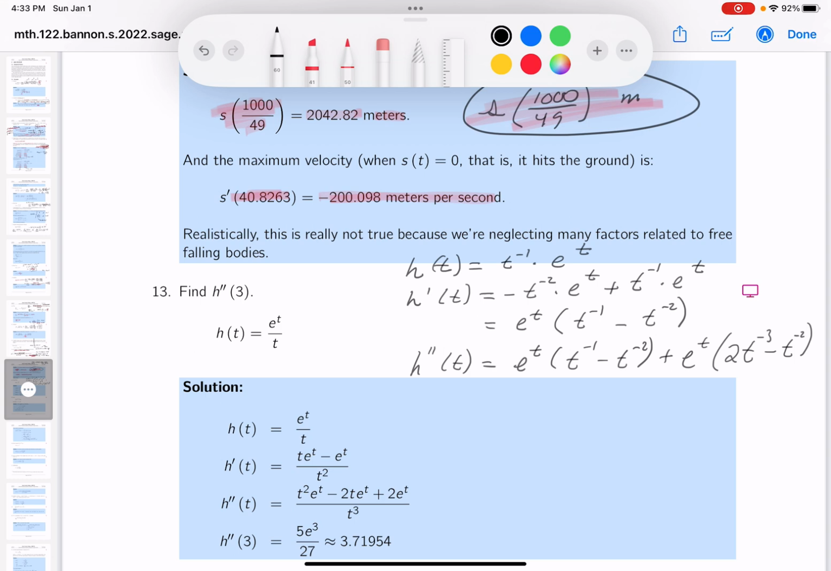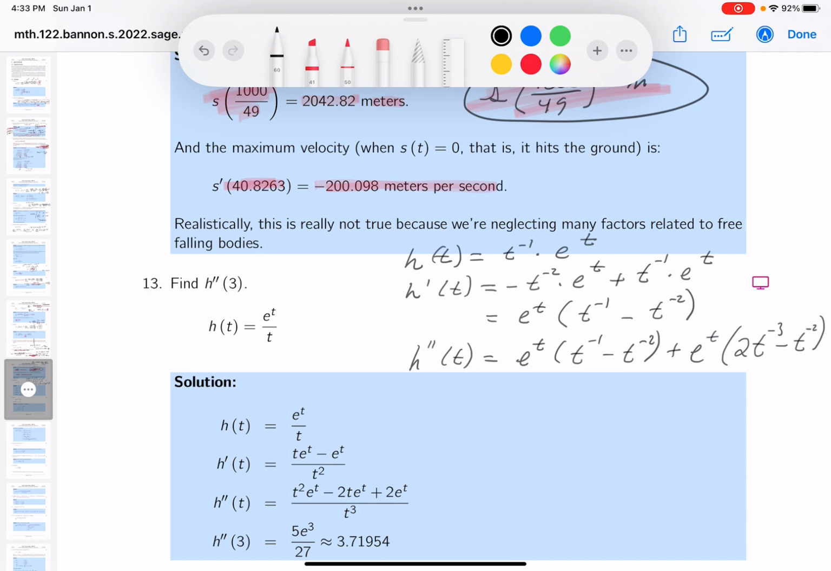What I'm going to do now is evaluate the second derivative at the number 3. Let's see what happens. You get e cubed times (1/3 minus 1/9), plus e cubed times (minus 1/9 plus 2 times 3 to the minus 3, which is 2 over 27). Boy, these are tough numbers. I got to do the arithmetic over here.